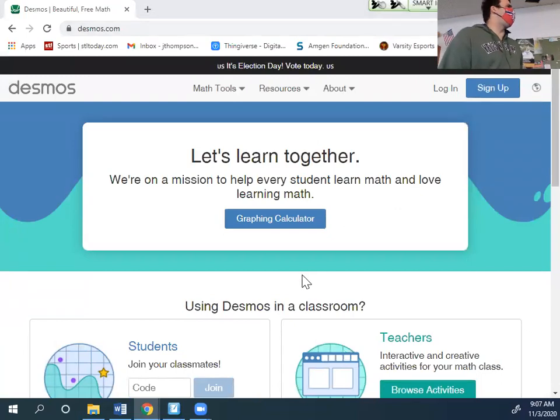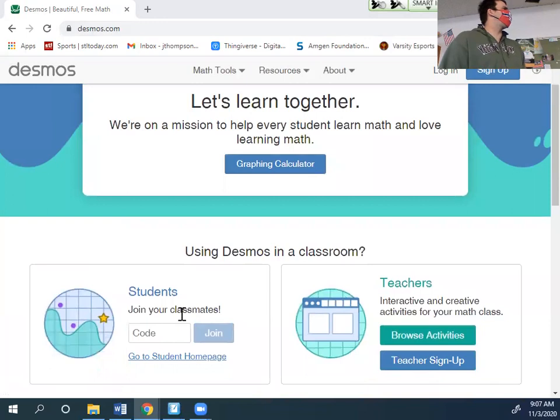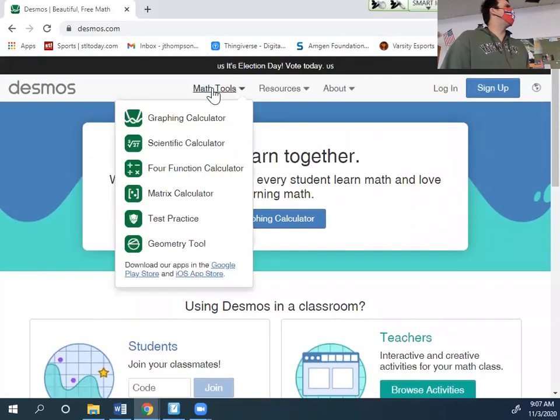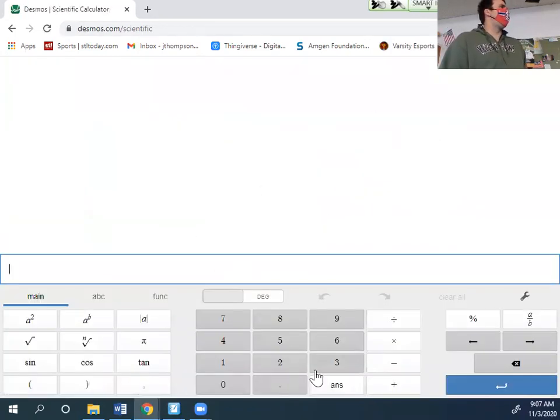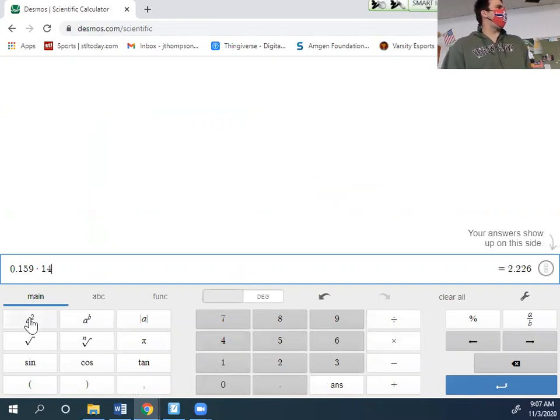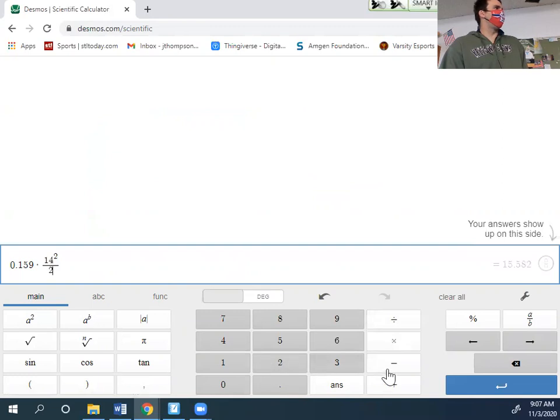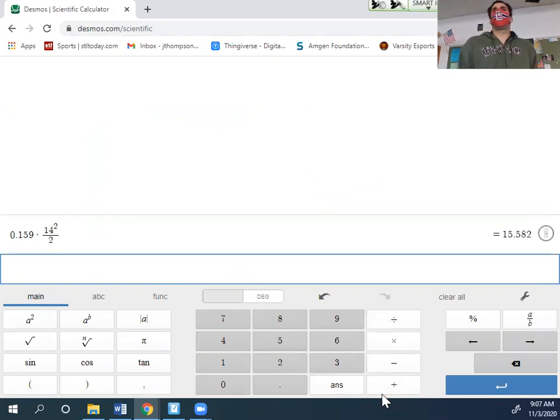All right, so go to Desmos. Students, no. Math tools, what calculator did you go to? Scientific? Okay, so to do this, you should do 0.159 times 14, this button right here, this A squared button. You see how I put the 2 up there automatically? That's squared, divided by 2, and hit enter. That's what you get. Okay, did everyone see how to do that?